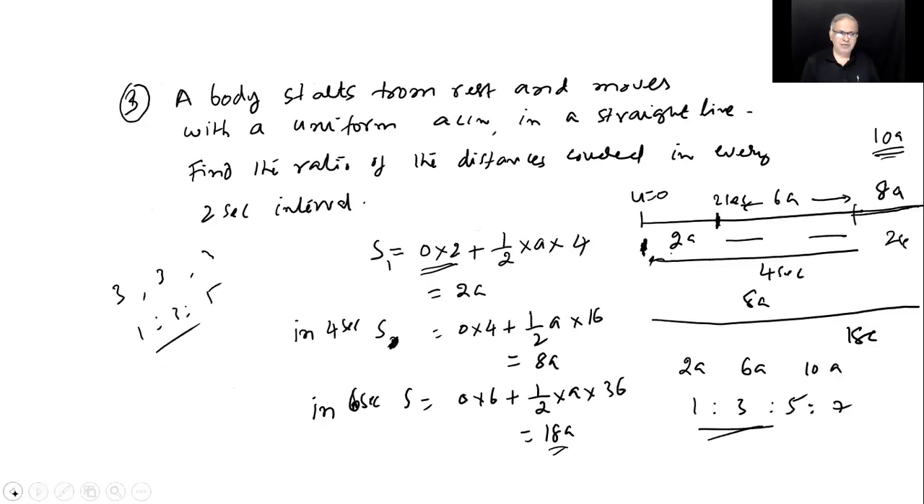So that's what you need to understand about uniformly accelerated motion when initial velocity is 0. You start from rest. In every equal interval of time, the ratio of distances you keep finding will always come as 1 is to 3 is to 5 is to 7 is to 9 is to 11, like that. Do you follow? Okay, I'll go for another question.